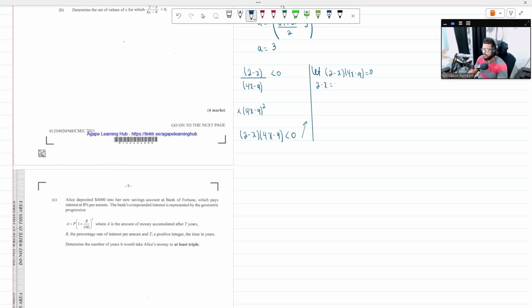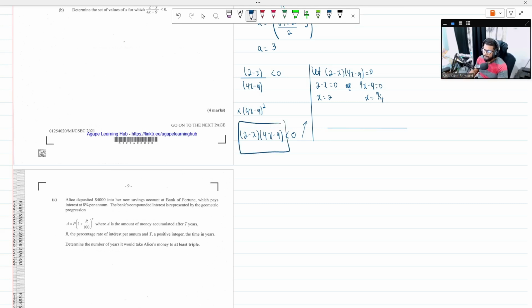2 minus x is 0, so I'll get x is equal to 2. Or 4x minus 9 is 0, so x is equal to 9 over 4. This is 2 1/4. Now, time to get my solutions.